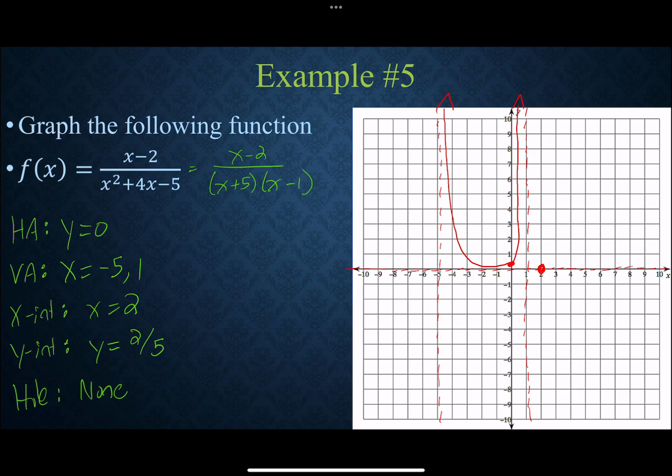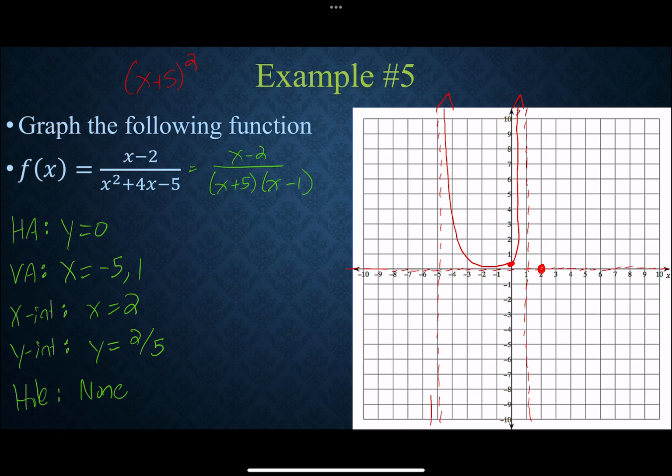And along a vertical asymptote, you'll typically find that the curve goes in opposite directions. On one side it will go up, on the other side it will go down. The only time it ever goes in the same direction would be if the vertical asymptote came from an expression being squared. So for example, if this was x plus 5 squared in the denominator rather than just simply x plus 5, my curve would go up in the same direction along negative 5 on both sides there. But since it's not being squared, they're going to go in opposite directions.